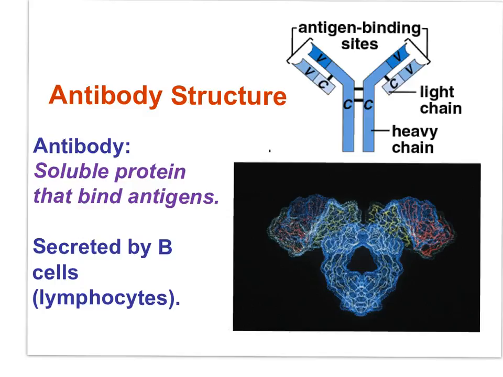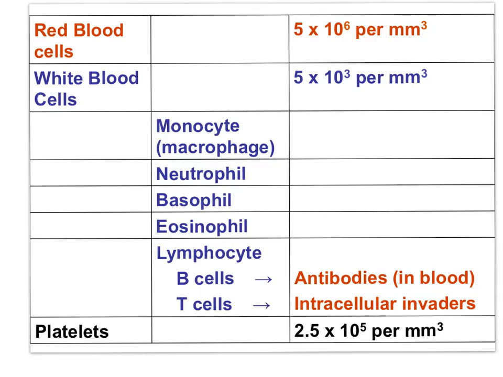In this image, you can see an antibody. It is a Y-shaped protein structure. Antibodies are soluble proteins that bind antigens secreted by B cells that are specific to the antigen. I've shown you this slide before as an outline of blood cells. We're focused here on lymphocytes called B cells that make antibodies.